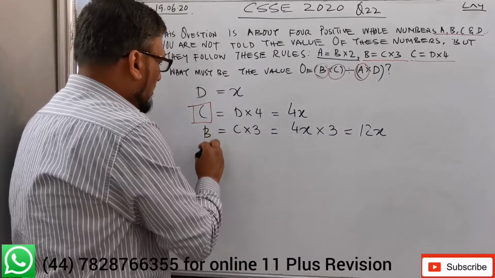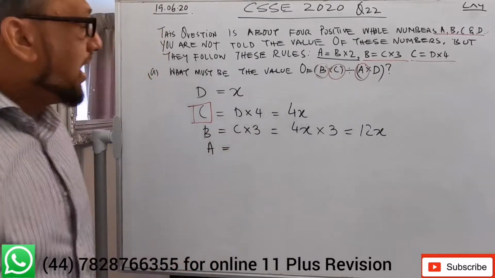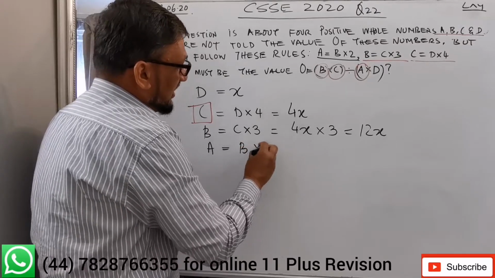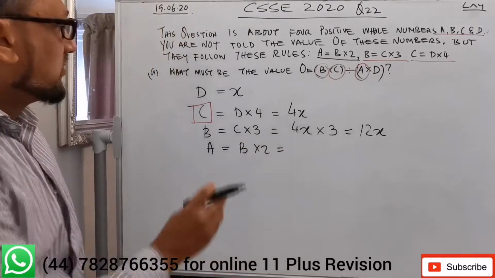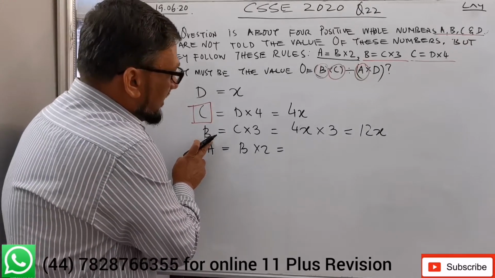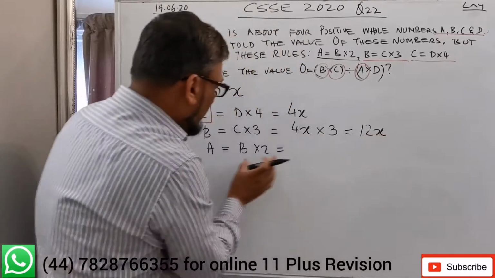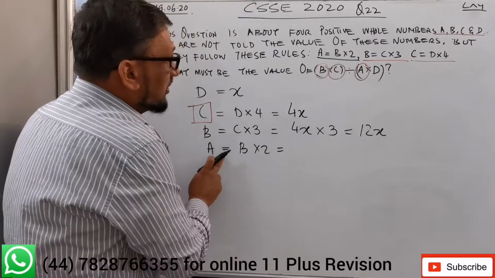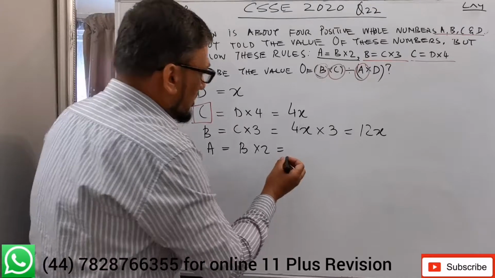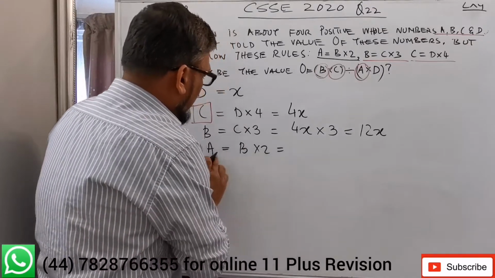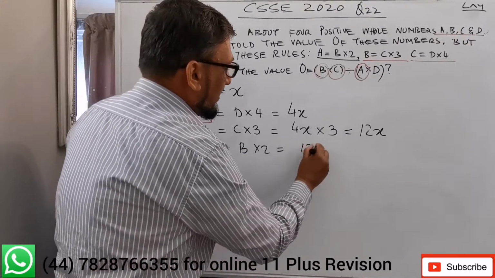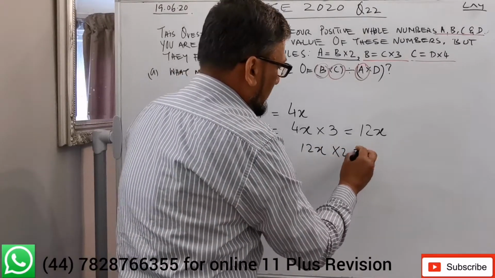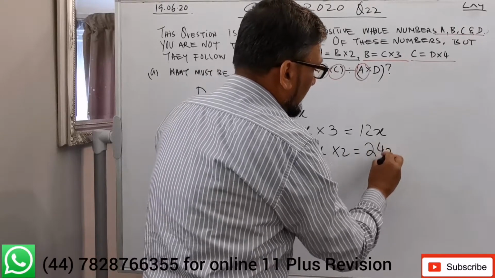Now go for A. A equal to B times 2. Look at this one, we worked out B equal to 12X. So we need to substitute the value of 12X into the equation for A. So A equal to B, which is 12X, times 2, which is 24X.